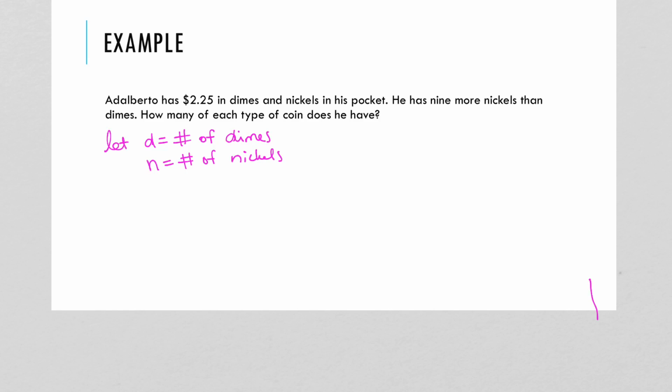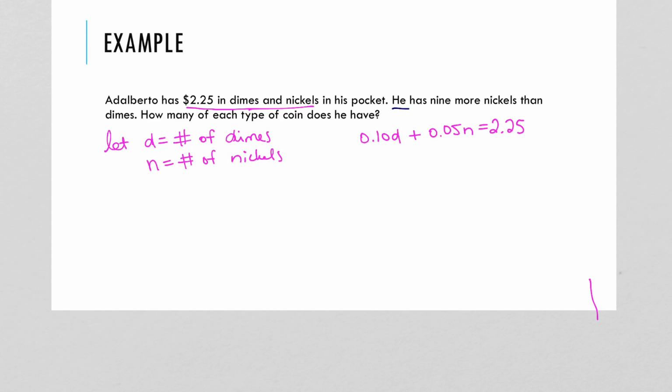Okay, and I know that he has $2.25 in dimes and nickels. So, how much is a dime worth? We've got 0.10 times the number of dimes plus 0.05 times the number of nickels, and I know that that total is $2.25.